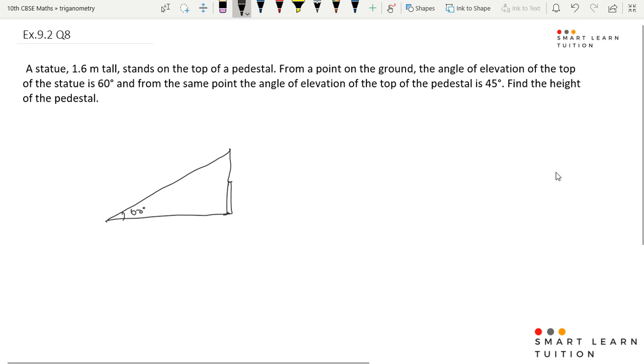And from the same point, the angle of elevation of the top of the pedestal is 45 degrees. So find the height of the pedestal. We need to find this portion. Only the angles are given, but we know the height of the statue. This portion is 1.6 meter.